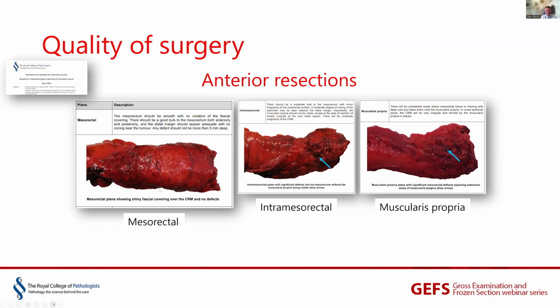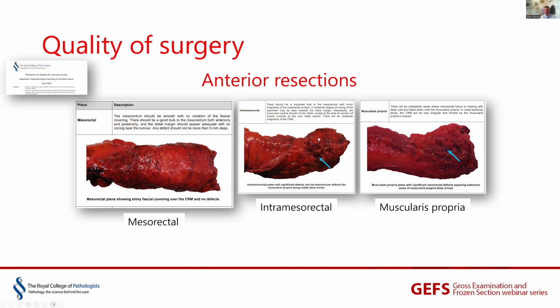So the value of total mesorectal excision, so-called, of removal of all of the tissue around the rectum here, to find in this shiny plane here during surgery, the mesorectal excision plane, is associated with a much lower risk of positivity of this margin and much lower risk of local recurrent adenocarcinoma. This is how it should look. This is a lovely shiny fascia covering the circumferential margin with no defects in it at all. That's called your mesorectal plane.